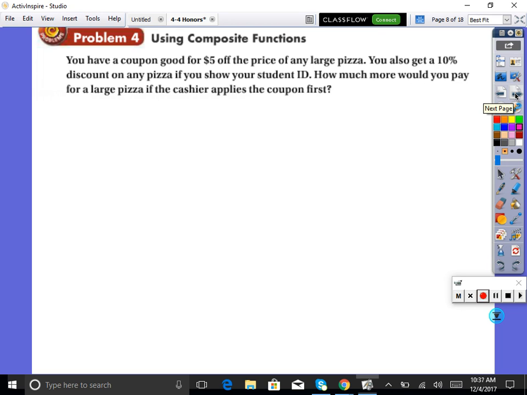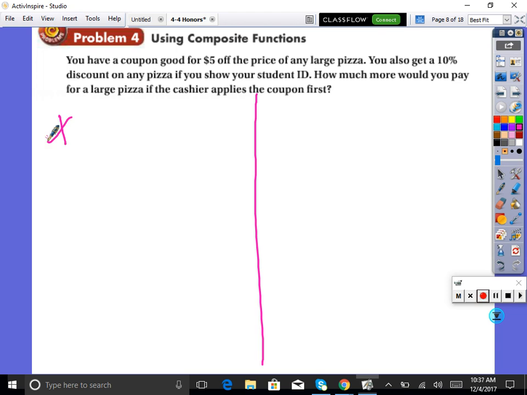So it says, how much more would you pay for a large pizza if the cashier applies the coupon first? Now, how I've seen this on the ACT is they'll say, create an equation for both situations, and then they might ask which one, and then they might ask the difference. But I've seen them write the equations because that is a little bit more involved. So we don't know what the cost of the pizza is. So can we call X the cost of the pizza?